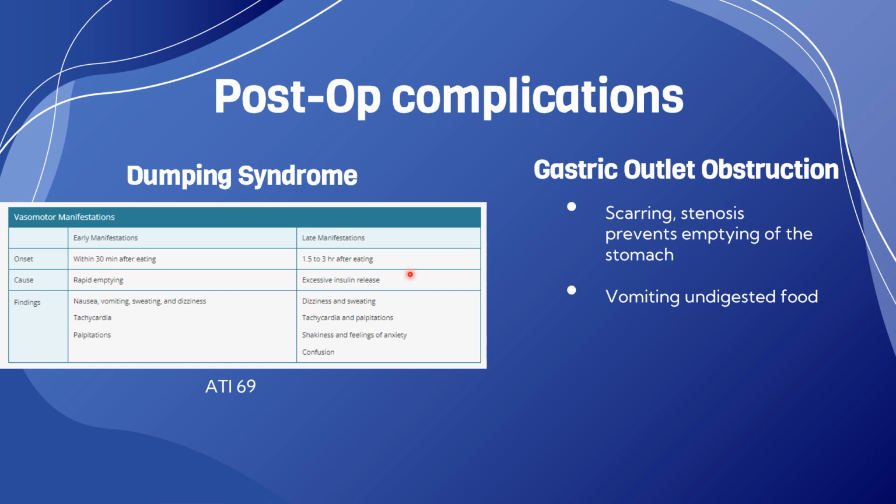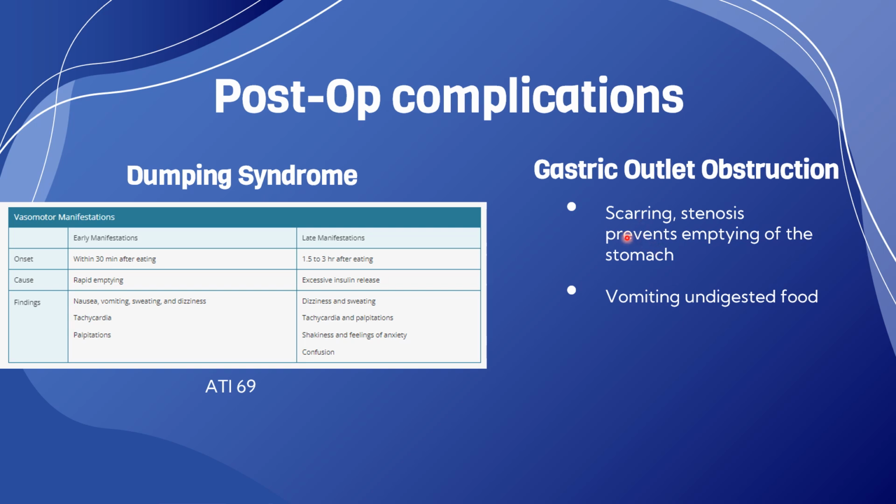So go back to thinking about hypoglycemia from our diabetes lecture at the start of the spring. Dizziness and sweating, tachycardia, that shaky feeling of anxiety, your blood sugar is too low. And this is right from ATI. Gastric outlet obstruction, also from ATI on page 69.